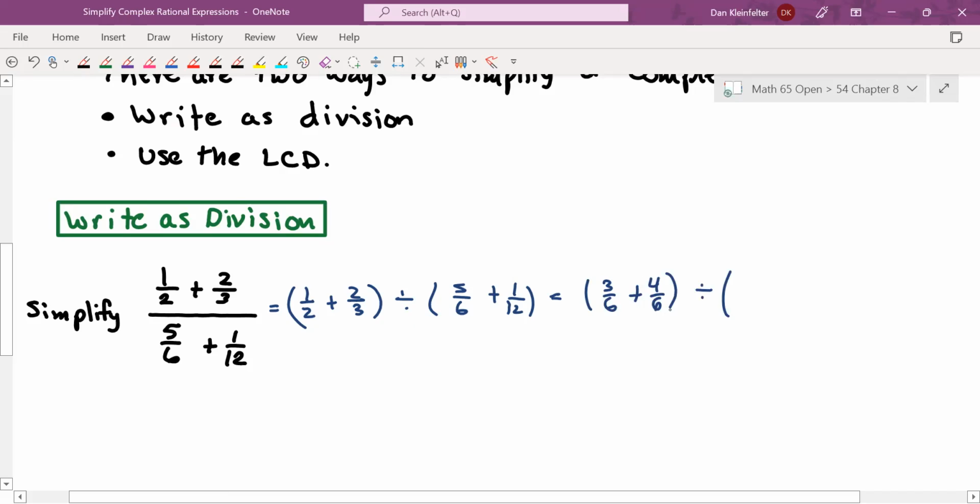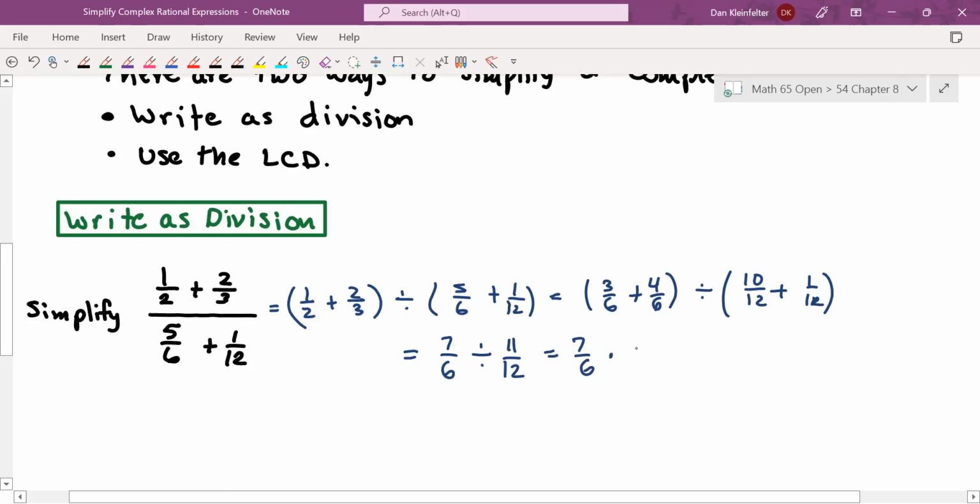And then we'll just sit on that for a minute. On the right side, we have 5/6 plus 1/12. We'll make all that 12ths. So that's 10/12 plus 1/12. And then that gives us 7/6 on the left. And then we're going to divide that by 11/12. So we simplified the numerator and denominator as much as possible. And now we're ready to divide.